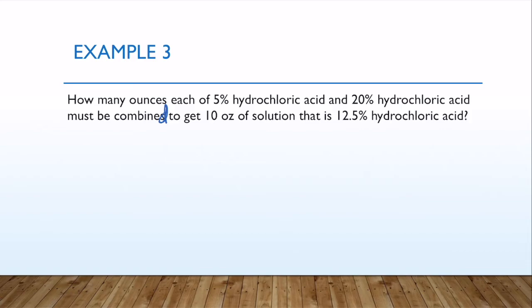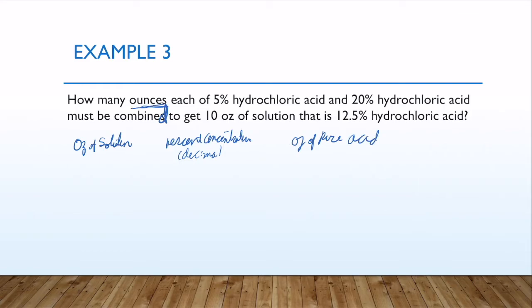So I've got the ounces of solution. I have the percent concentration, and I want that as a decimal. And then I have the ounces of pure acid. And I knew I was working in ounces because it told me, abbreviation OZ. So how much of each of these two types of acid must be combined to get 10 ounces of 12.5% hydrochloric acid? So there's some things I don't know.